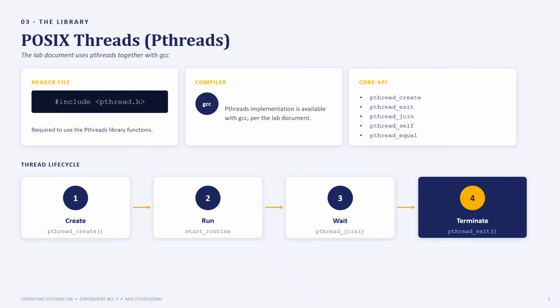Now see this real thread lifecycle diagram. Step 1, we create the thread using pthread_create. Step 2, the thread runs the function we gave. This is called the start routine. Step 3, the main thread waits for it using pthread_join. Step 4, the thread terminates using pthread_exit. This is a complete life of a thread. Create, run, wait, and terminate. Please remember this flow. It is very important.